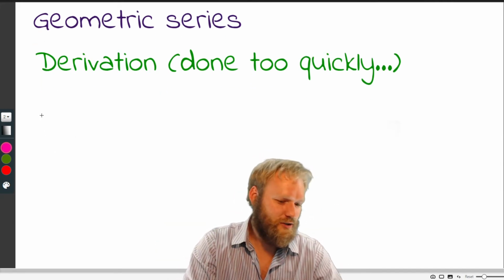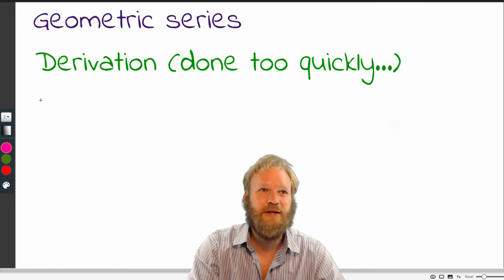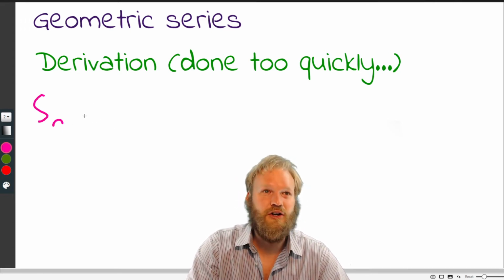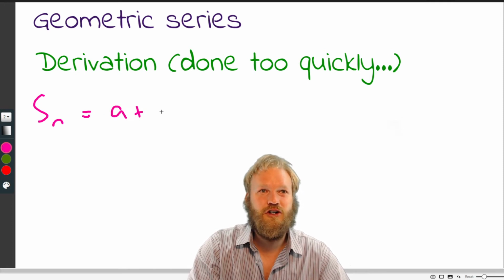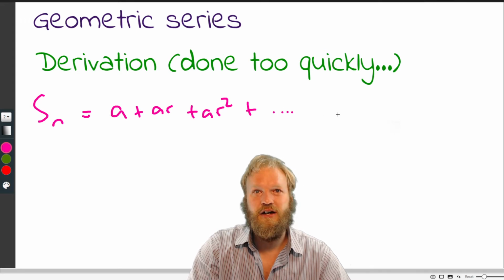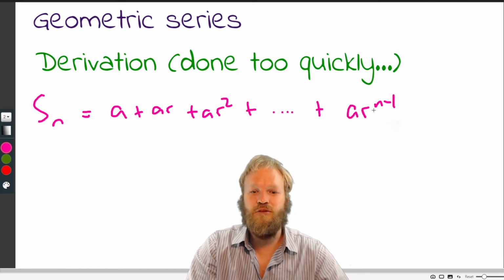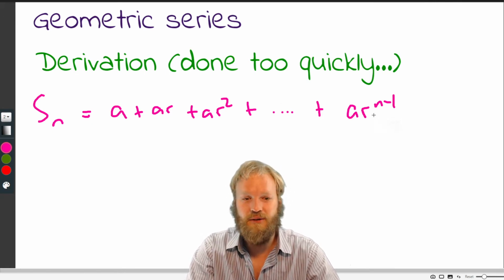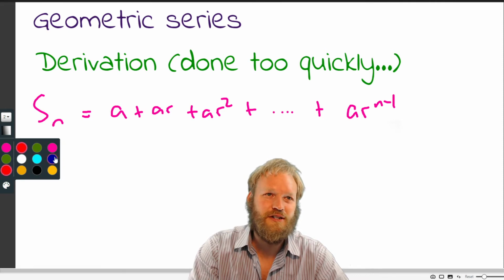So we know that if we're summing up a geometric sequence, we're going to take the first term, add the second term, add the third term, and so it goes until we add ar^(n-1), the last term. We know that the first term is a and we're multiplying by r every time.